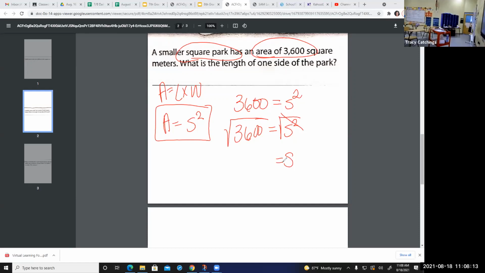Anybody else try? One number we can multiply 2 times and get 3,600. 1,800. All right, now Joseph, I think you are dividing by 2. Don't divide. We need the square root. Or think about a number I can get. Case in point, 36. What number can I multiply by itself to get 36?